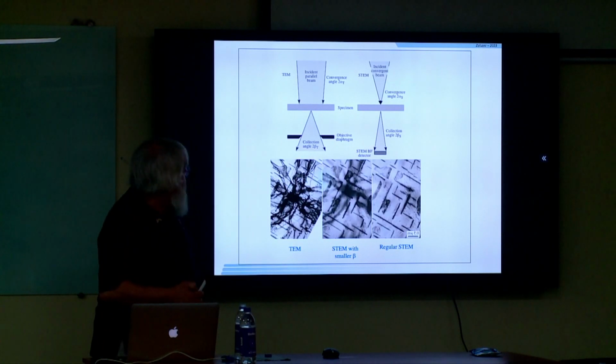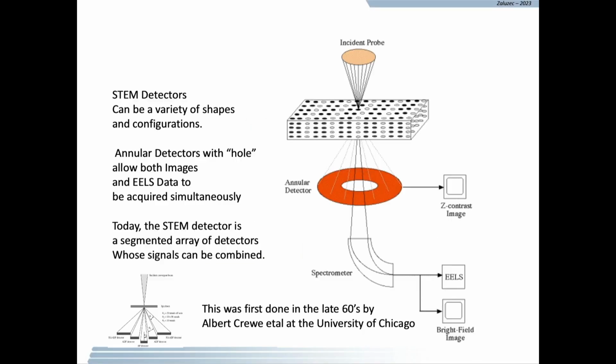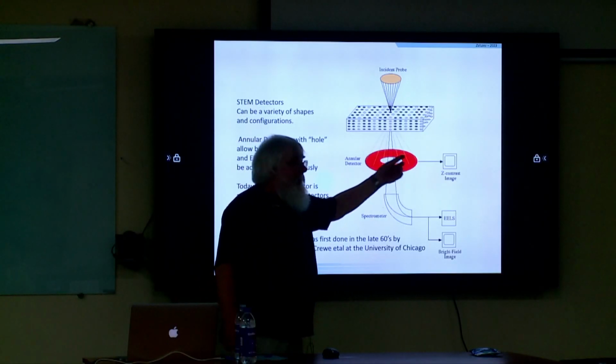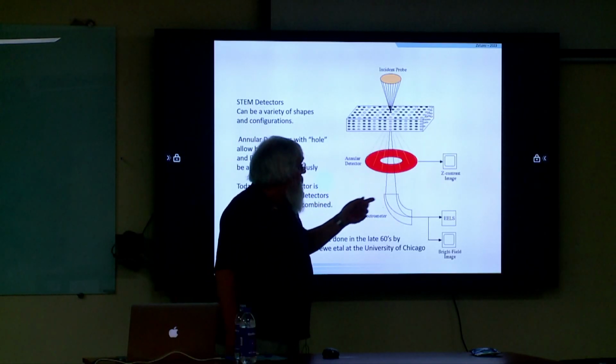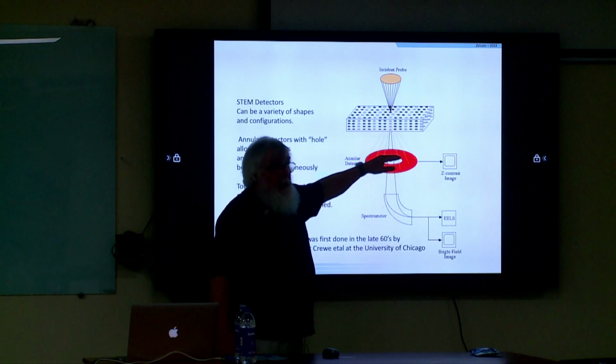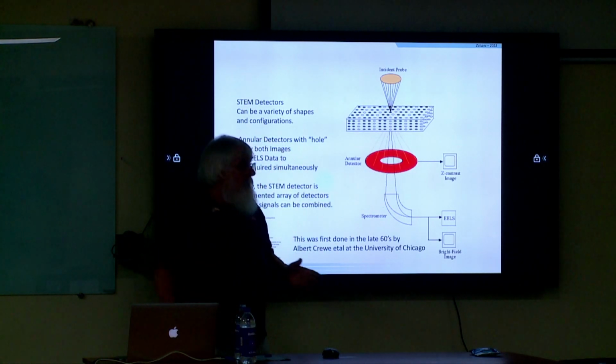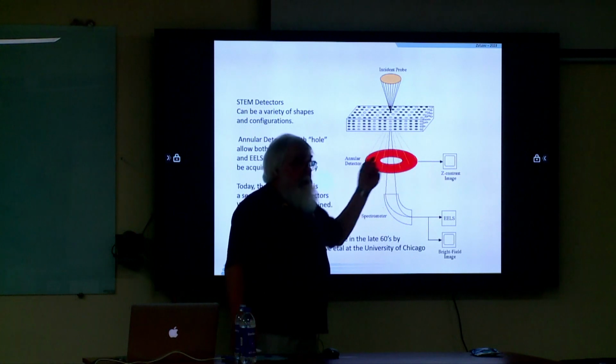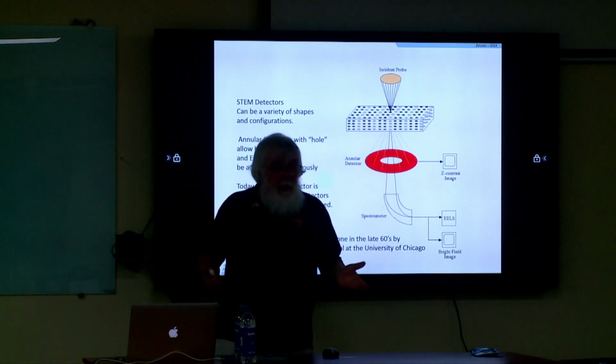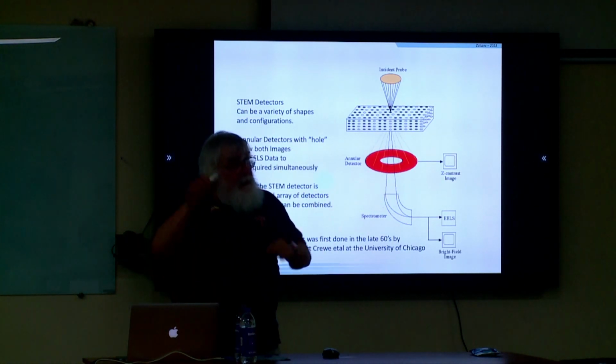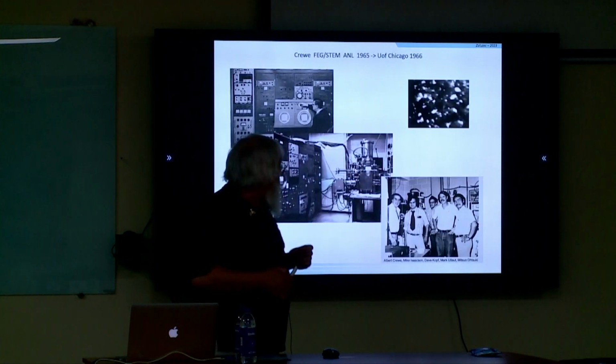Let's see what's next here. This is what the detector looks like. Let's not worry about that. The detectors in STEM can be various shapes and sizes. Many instruments have what's called an annular detector. It's just a circular detector. Modern machines today have arrays of detectors down there. What's the difference? With an annular detector, we're integrating all that signal, so we get a lot of signal. In an array of detectors, we can pick and choose which signal we want.